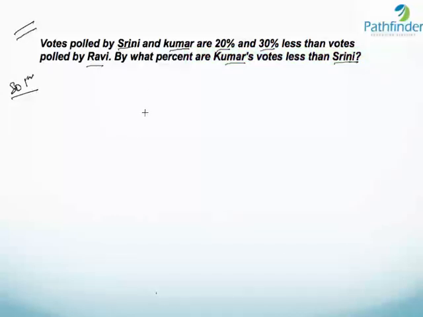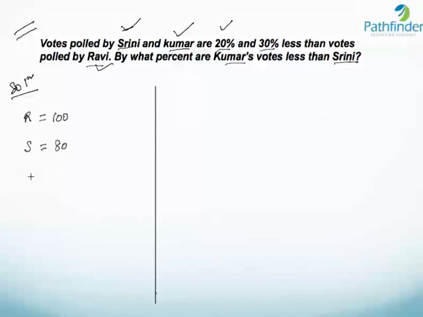And once again, we have the comparative votes polled by three people: Srini, Kumar, and Ravi. Because Srini's and Kumar's votes have been compared with Ravi in the initial statement, we start by assuming that Ravi polled 100 votes. So, what would be the votes polled by Srini? The votes polled by Srini are 20% less, and therefore Srini must have polled 80 votes.